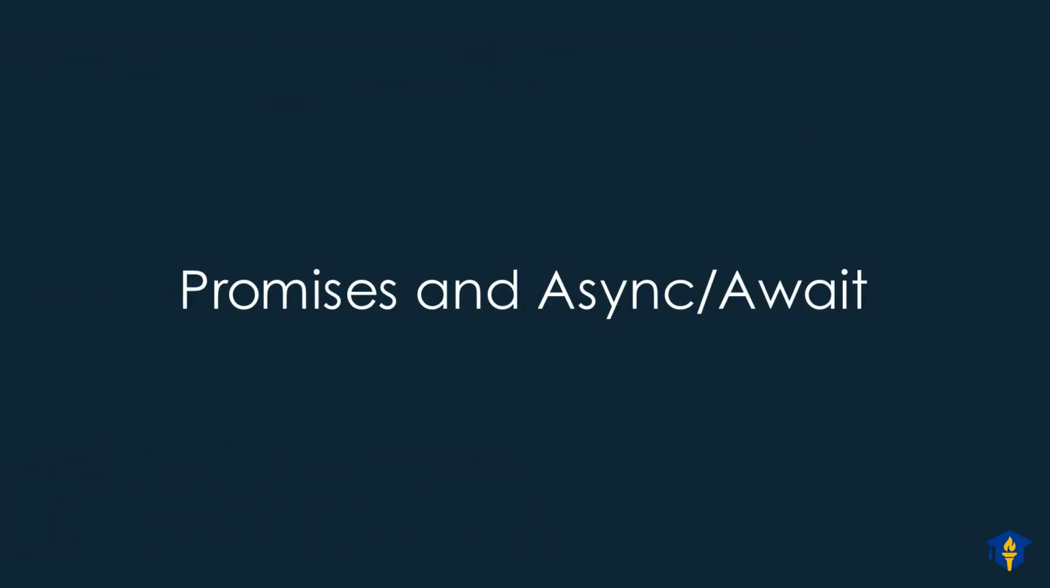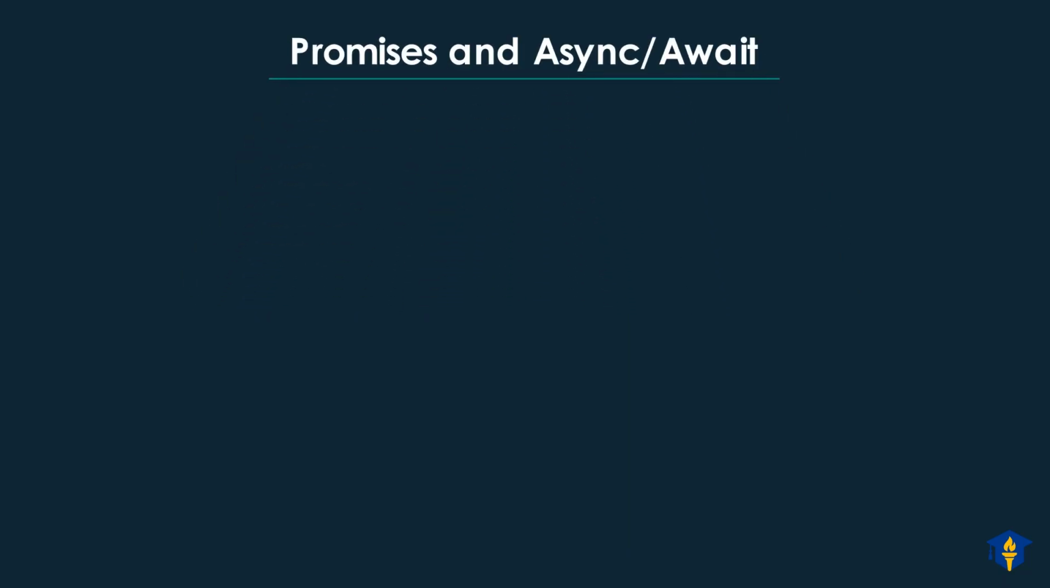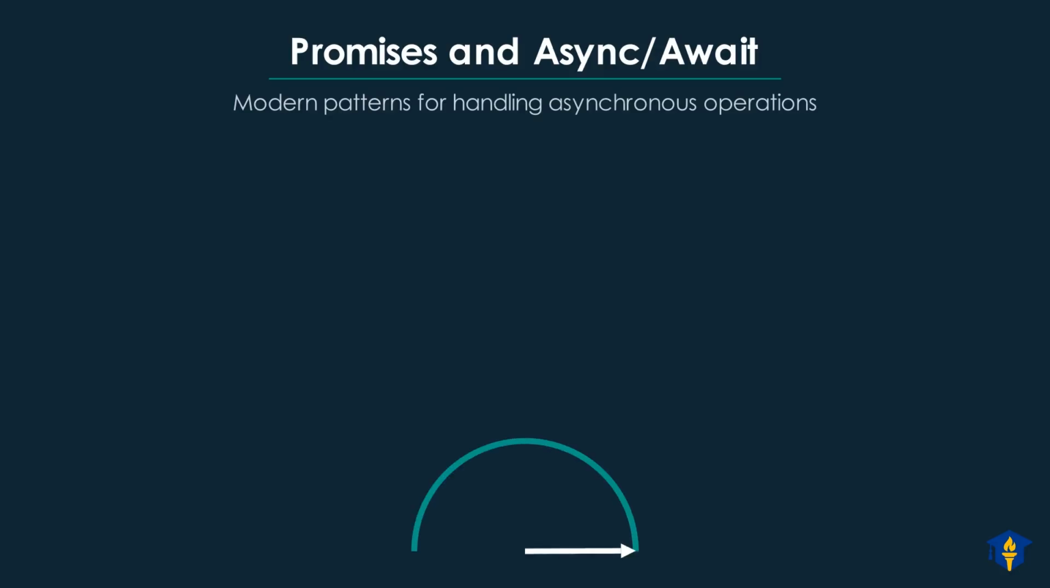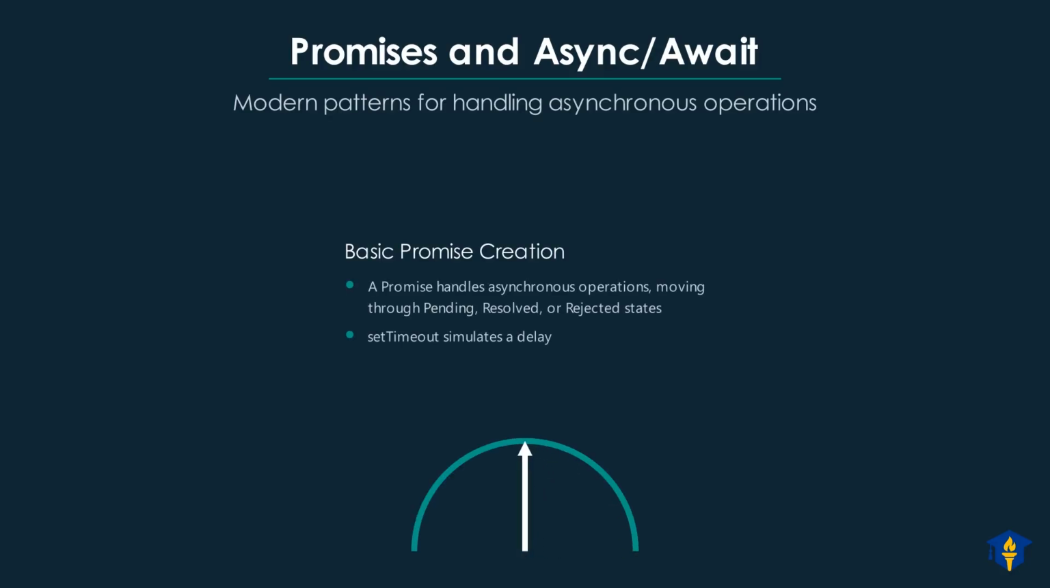Today, we are exploring promises and async/await, modern patterns for handling asynchronous operations in JavaScript. We will learn how these features make asynchronous code more manageable, readable, and less prone to errors. First, let's understand how to create a basic promise to manage asynchronous tasks.